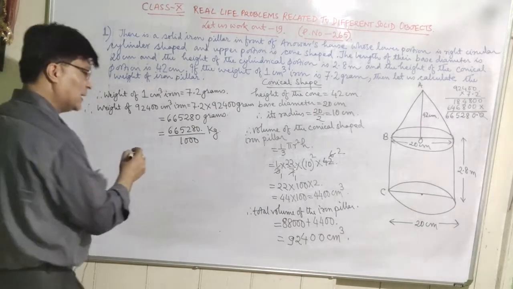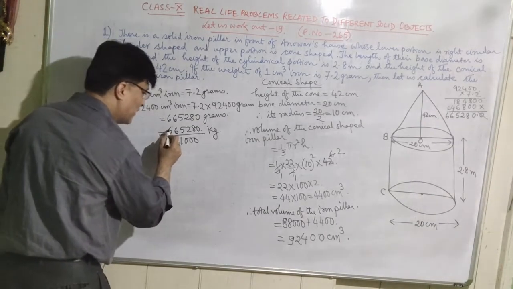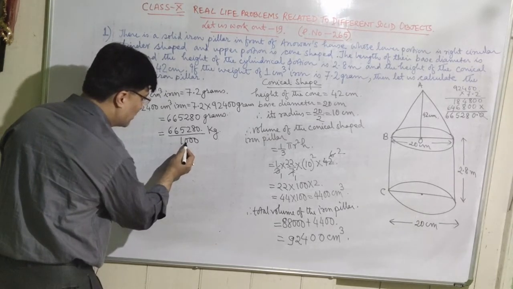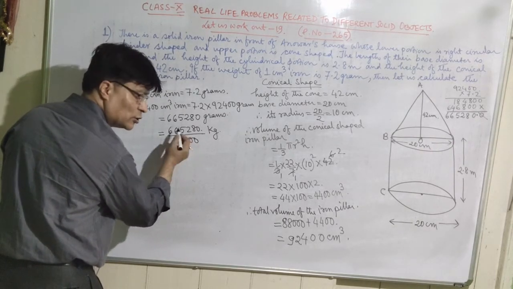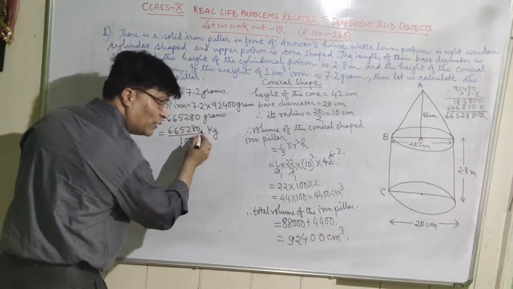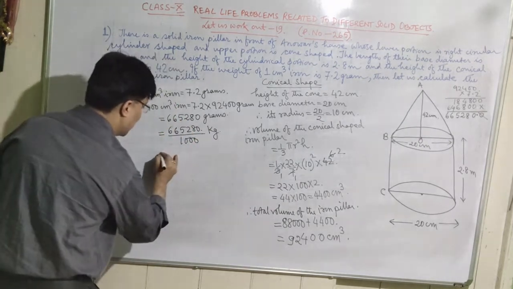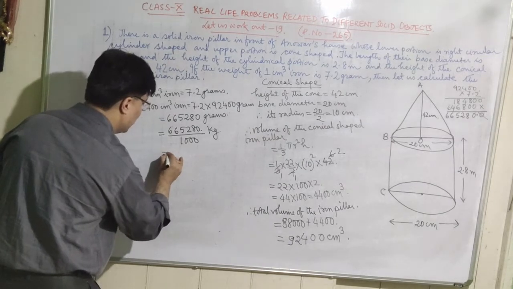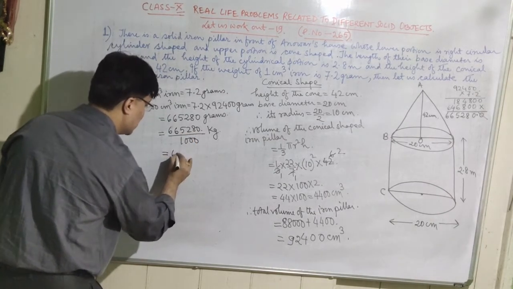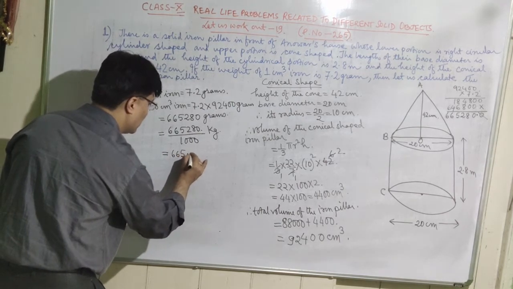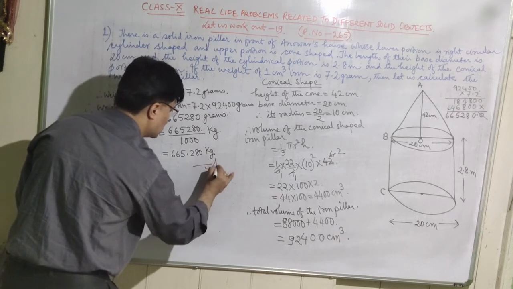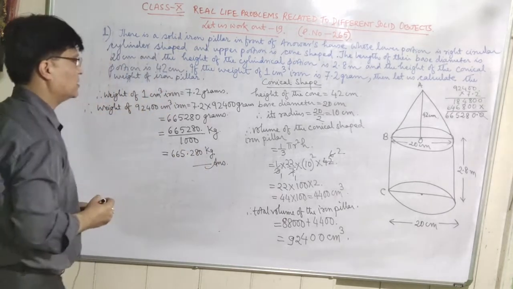Now you can easily divide this numerator by denominator. After 1, how many zeros are there? 3 zeros. So you have to write down the decimal point before 3 figures from the end. That is 665.280 kilogram. So this is the final answer.